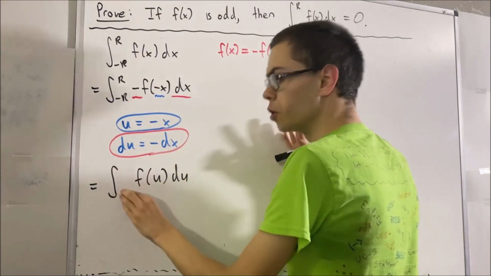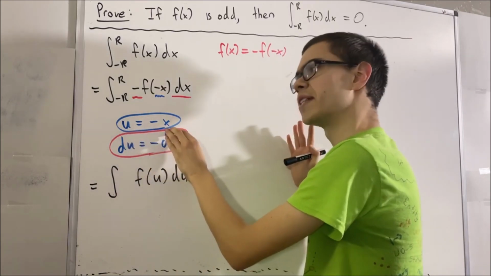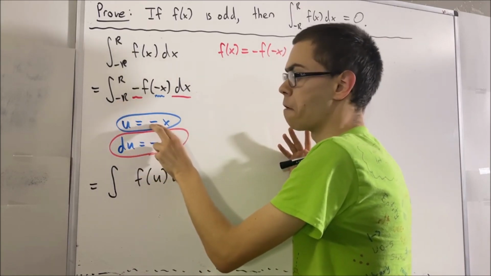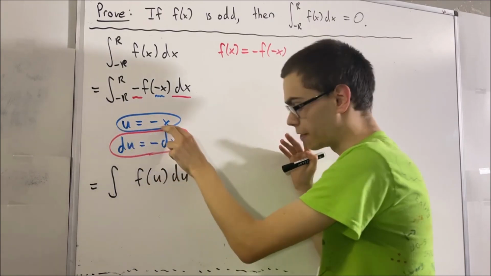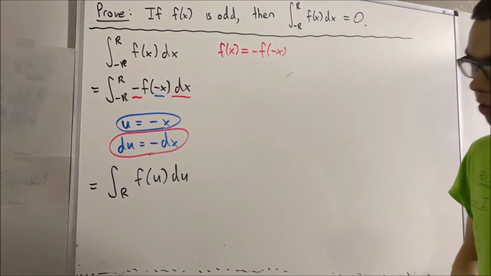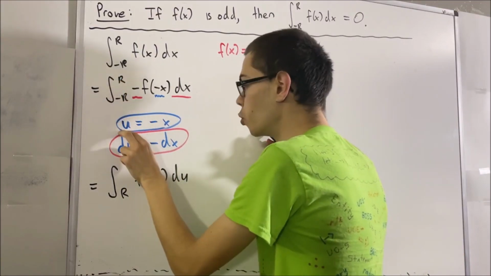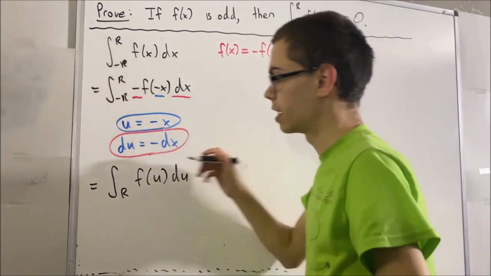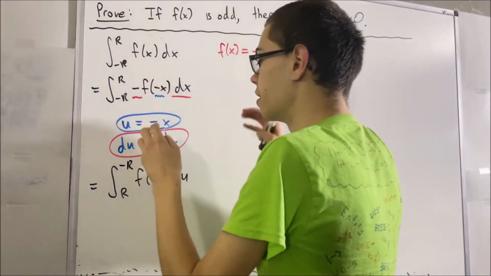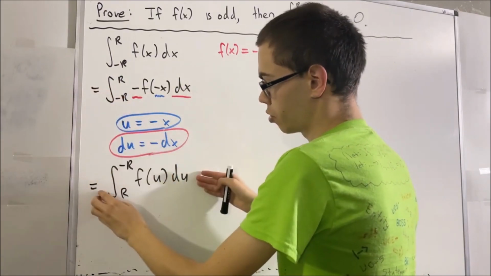And to determine our new bounds of integration, we're going to use the relationship between u and x. Notice that if x equals negative r, then u is equal to the negative of negative r, which means u equals positive r. So that is what our first bound of integration becomes. As for our second bound of integration, if x equals r, then u is equal to negative r. So we get negative r for our second bound of integration. So this is what our integral becomes, right? We have converted our integral in terms of x to our integral in terms of u.